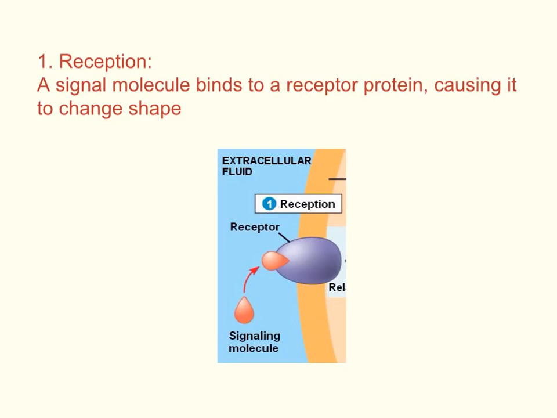The first one is reception. It is a signal molecule. It binds to the receptor protein, causing it to change shape. So right here you have your signal molecule. It'll go into the receptor right here, and it'll change its shape.